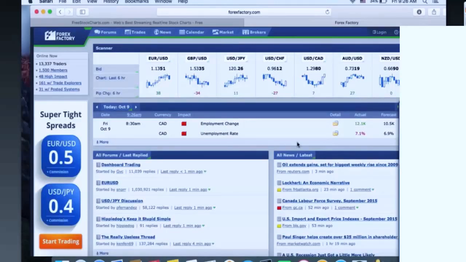I don't have CAD. I should open CAD JPY. But the unemployment rate, that was negative, right? Yeah, there is conflicting data. That's not very good. Anyway, I don't really trade that news anyway.